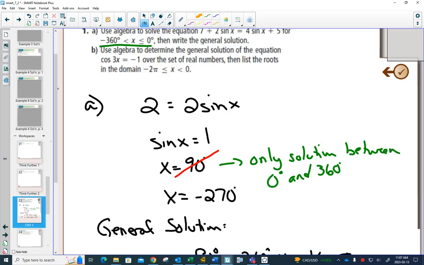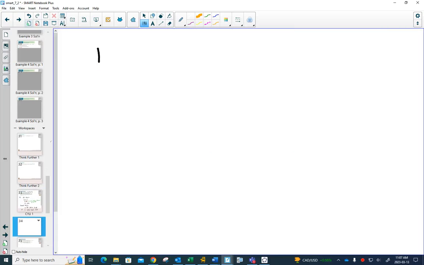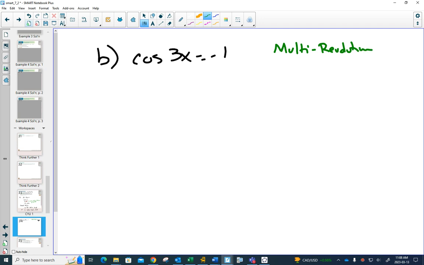So let's look at part B. Part B says cos 3x equals -1. It asks us to find the general solution and also to write the answers in the domain from -2 pi to 0. So a little note off to the side. I notice this is a multi-revolution question and a general solution question.